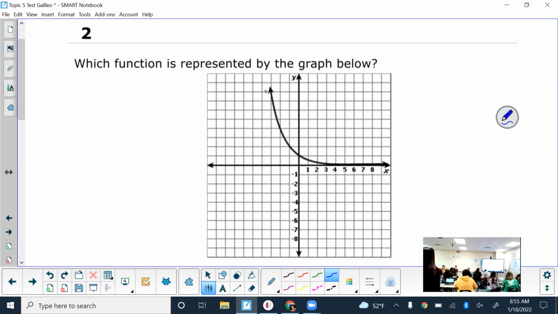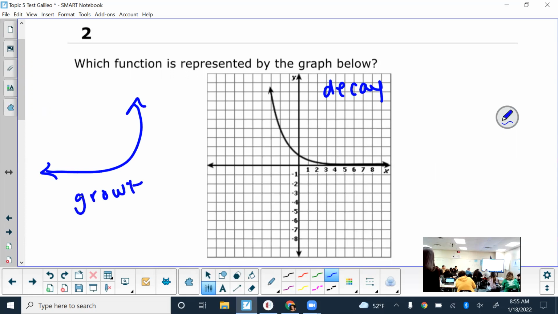Decay, because it's decreasing from left to right. Like how you read a book, this is how you look at it, from left to right. Since it's decreasing, it is decay. Growth is where it increases, so it would look something like that. But this one is definitely decay.